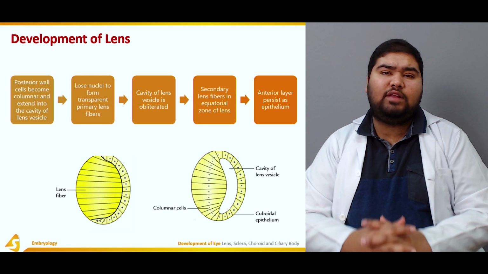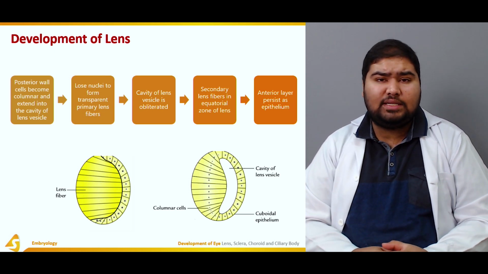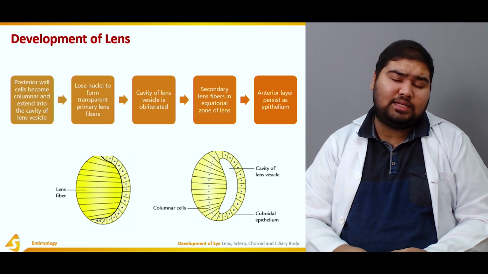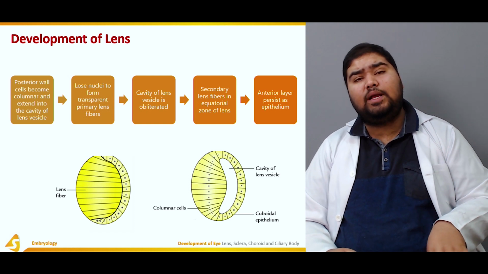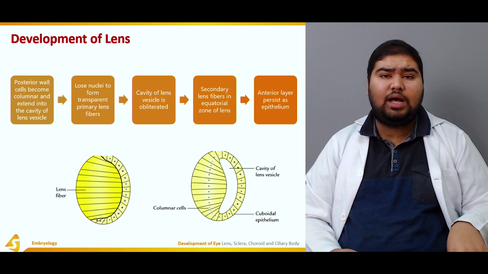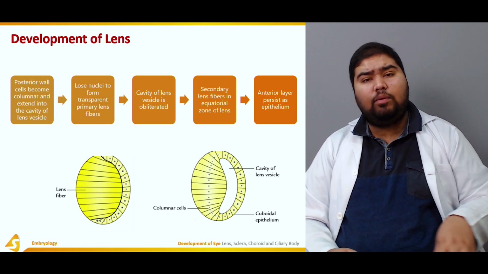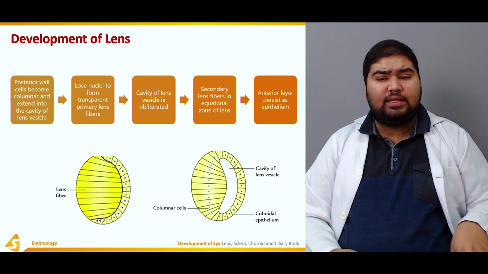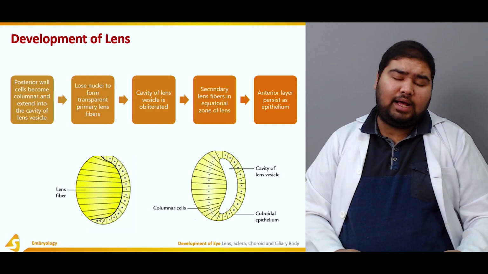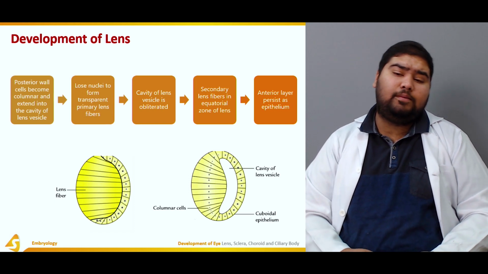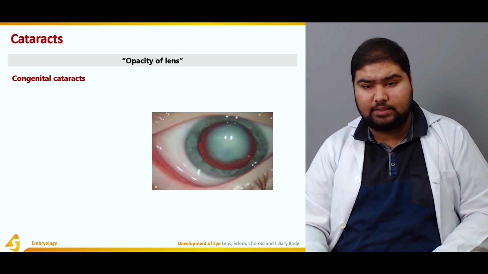So recapping the development of the lens, it develops from the lens vesicle. The lens vesicle is lined by cuboidal cells. The anterior cells remain cuboidal. However, the posterior cells first become columnar, then they lose their nuclei, they encroach on the cavity of the lens vesicle, and then they finally obliterate the cavity, forming the secondary lens fibers in the equatorial zone of the lens. And the anterior cuboidal layer persists as epithelium of the lens.